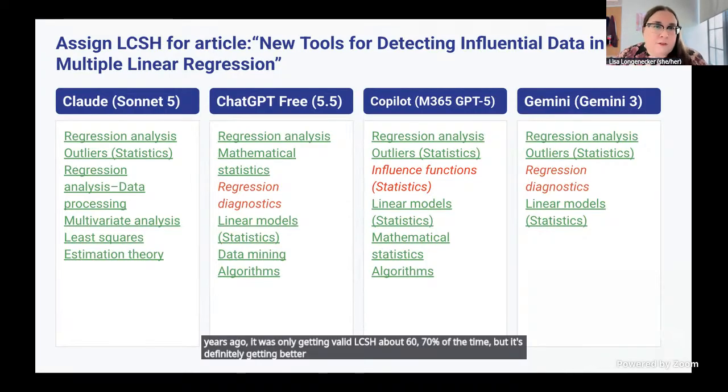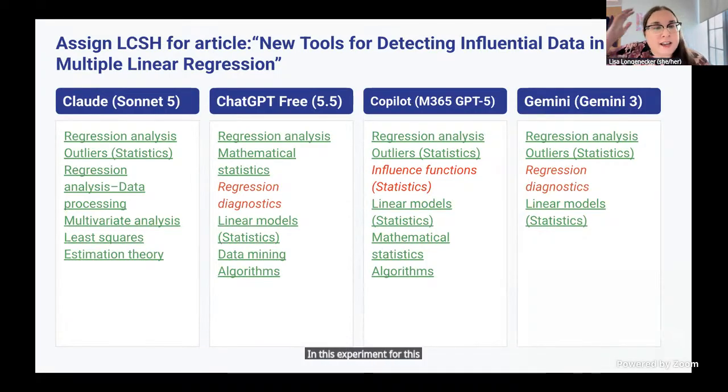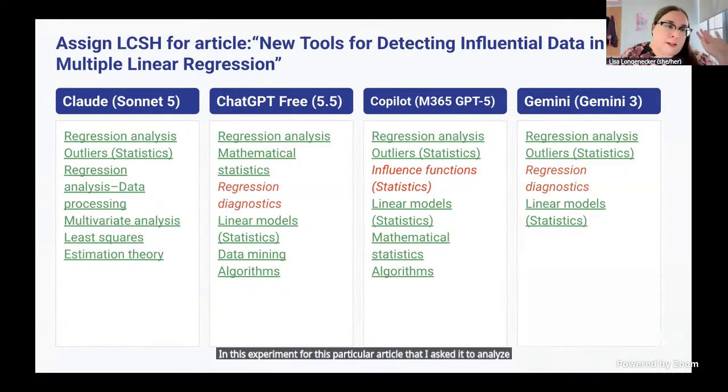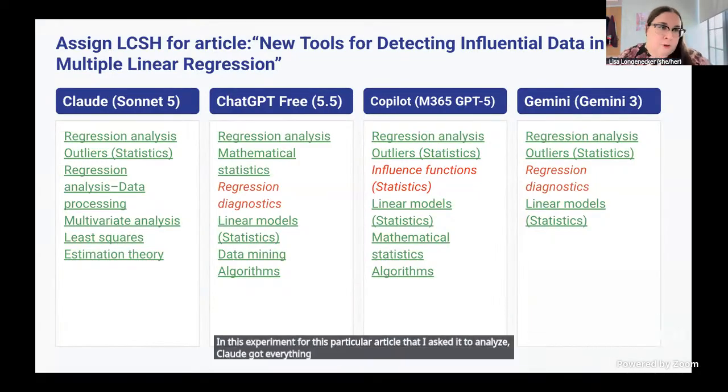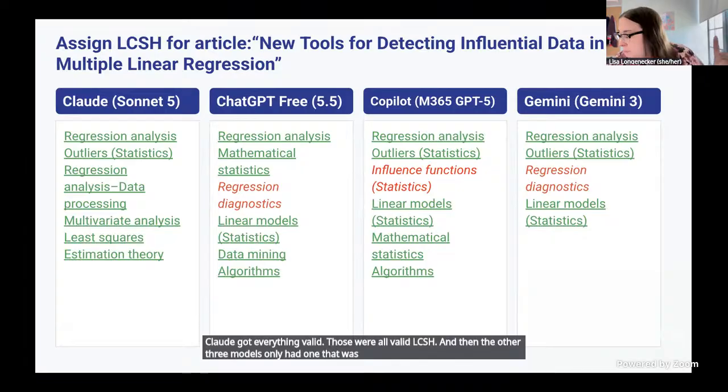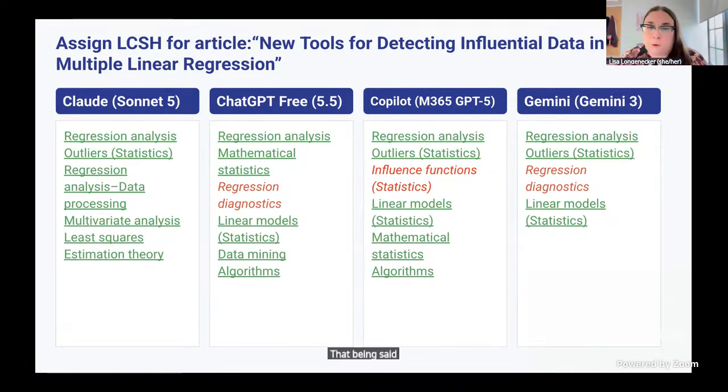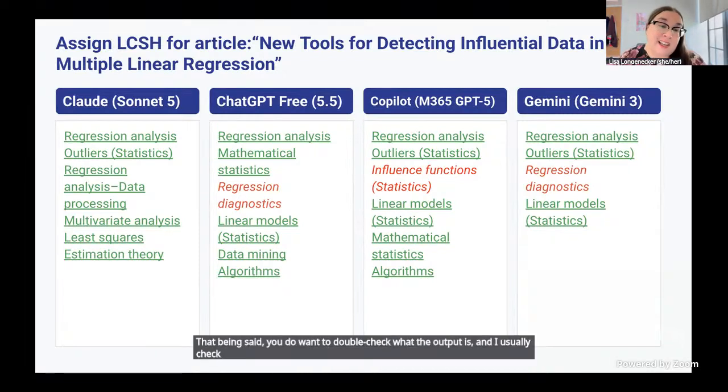In this experiment, for this particular article that I asked it to analyze, Claude got everything valid. Those were all valid LCSH. And then the other three models only had one that was hallucinated. That being said, you do want to double check what the output is. And I usually check this either by using ClassWeb, if you have a subscription to that, or you can use that Library of Congress Authority website, which is free to use, to check to make sure those are subject headings.